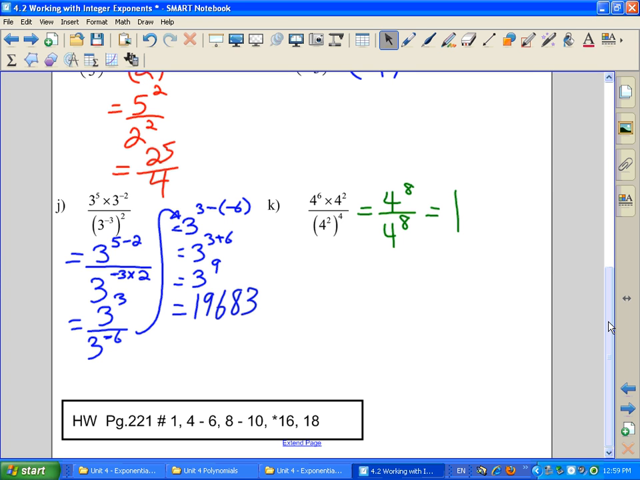Page 221, numbers 1, 4 to 6, 8 to 10, try 16, it's a hard one, and 18.